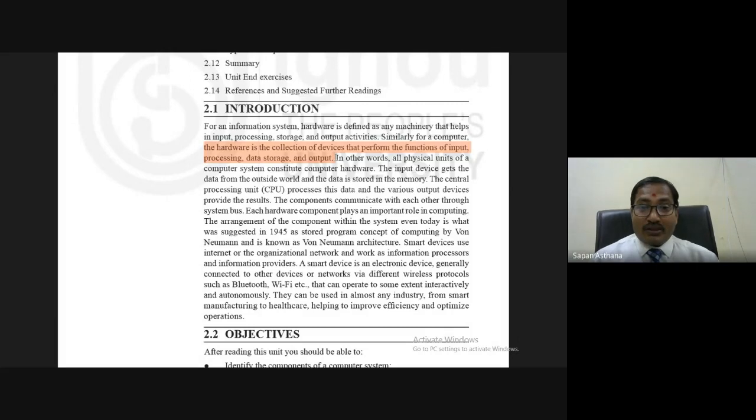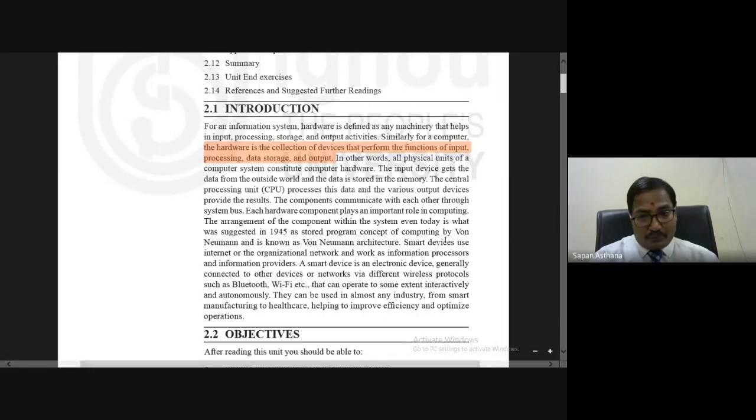You also know the components communicate with each other through system. Thus, each hardware component plays an important role in computing. The arrangement of the component within system even today is what was suggested in 1947. Here very clearly mentioned, stored program concept of computing by von Neumann, and is known as the von Neumann architecture.